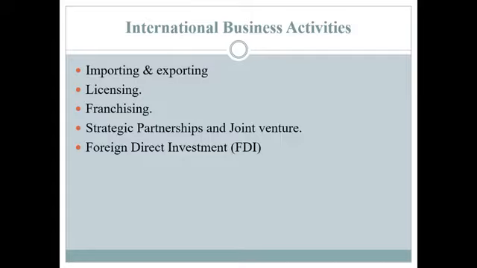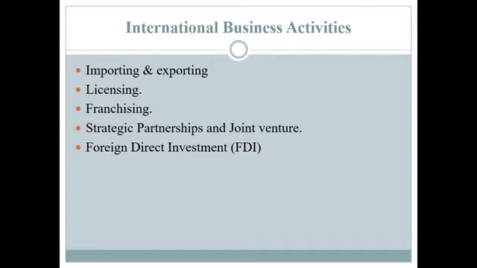What are the international business activities? Means what are the means through which you can enter into international business. International business means business activities which are conducted across the nation's boundaries. Whenever you leave the nation's boundaries and enter the geographical boundaries of other countries, and you carry on your business in that particular country or many other countries, that activity is included in international business.